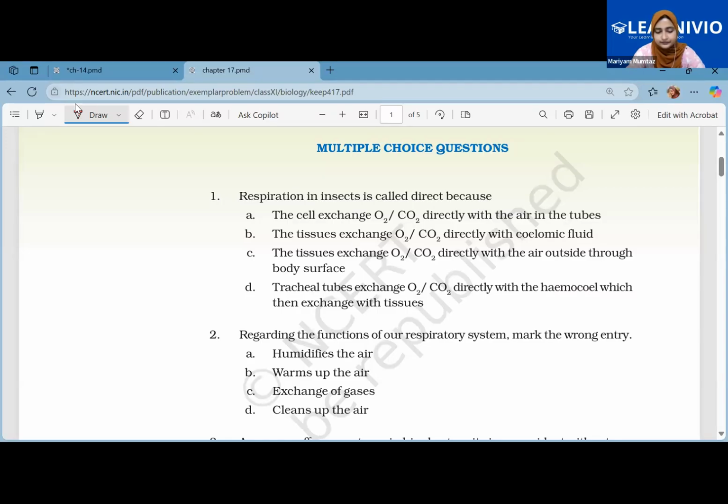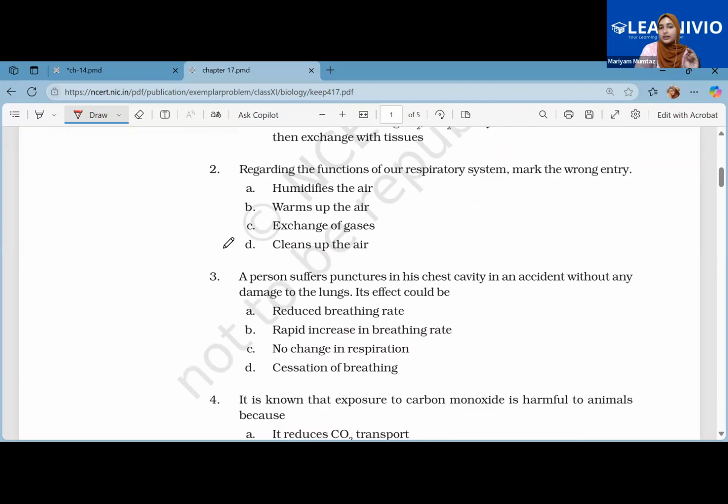We didn't discuss insects. We have discussed their respiratory structure. They have a tracheal system, because they have trachea, so it should be option D, right? Tracheal tubes are present and directly exchange gases with their body fluid. They don't have hemoglobin, they don't have blood, they have hemocoel. Okay, regarding the functions of our respiratory system, mark the wrong one.